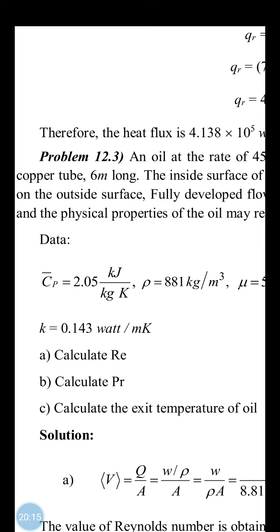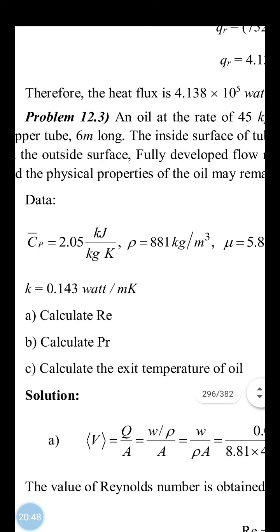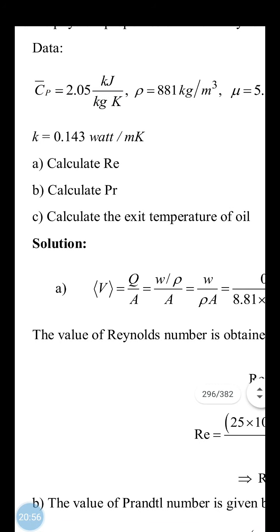An oil at the rate of 45 kg per hour and at 37.8 degrees Celsius is flowing through a 25 mm ID copper tube, 6 meters long. The inside surface of the tube is maintained at 102 degrees Celsius by condensing steam on the outside surface. Fully developed flow may be assumed throughout the length of the tube, and the physical properties of the oil may remain constant at the following values. Data given is Cp bar in kilojoules per kg Kelvin, density and viscosity. Thermal conductivity is also given. You have to calculate the Reynolds number, Prandtl number and the exit temperature of the oil.